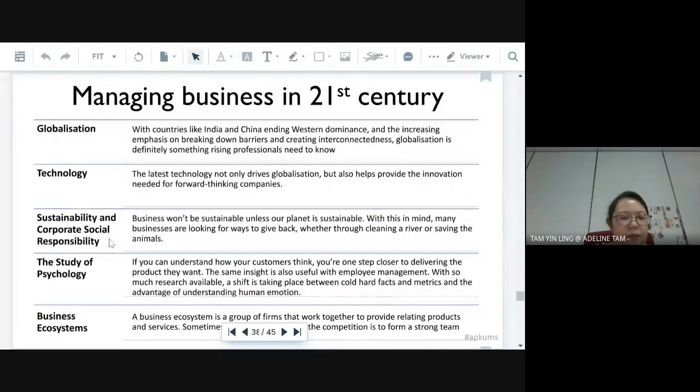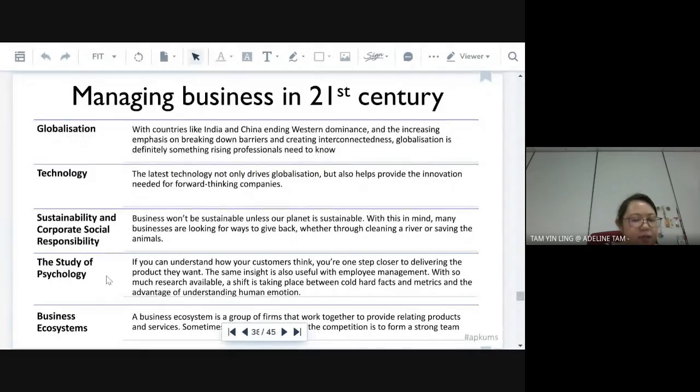Next, sustainability and corporate social responsibility. In other words, we want to make sure the company is able to sustain in the long run. And one thing is, the business won't be able to sustain unless our planet is sustainable. So in other words, when we are doing business, we have to be responsible for the environment, responsible to ensure that our product is not creating too much pollution to the people, to the environment. We try to save the river, reduce the negative impacts on the environment.